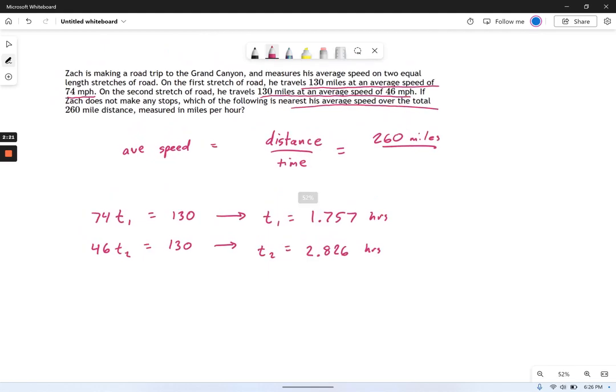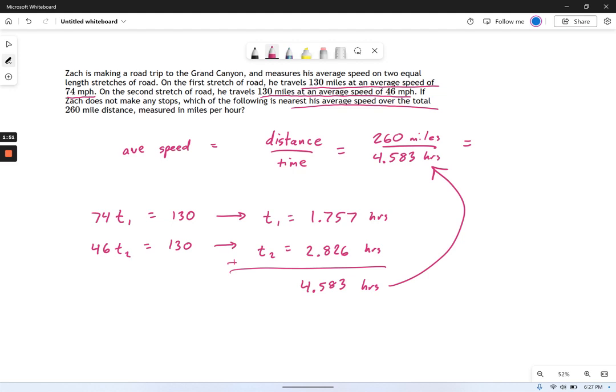All right, great. So all we have to do now is add these things up. Let's see what that is. We get 2.826 plus 1.757. I'm going to get a total trip time of 4.583 hours. So we take that and we put it right here. 4.583 hours. Now what this is going to tell us is our average speed over the whole trip. So let's see what we get there.